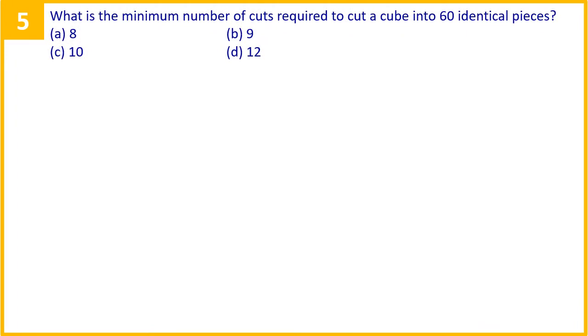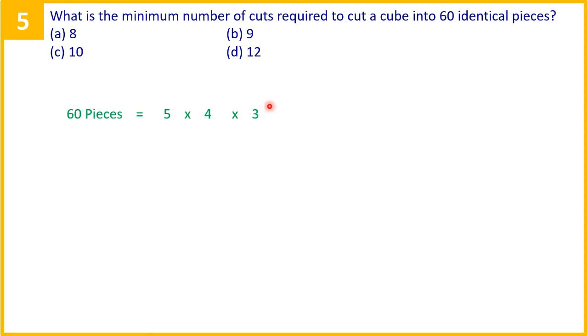Problem number 5. What is the minimum number of cuts required to cut a cube into 60 identical pieces? For this, again, we should factorize the number 60 as a product of 3 numbers. Now 60 is not a perfect cube, so the 3 numbers in which we are going to factorize it won't be equal. But can we factorize the number 60 as a product of 3 numbers which are as close as possible? Yes, that we can do. So 60 can be written as 5 into 4 into 3. If we factorize it like this, we will obtain the minimum number of cuts.